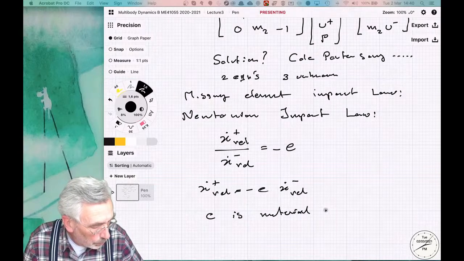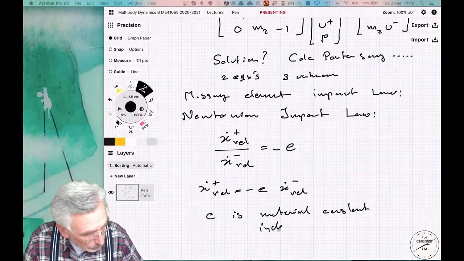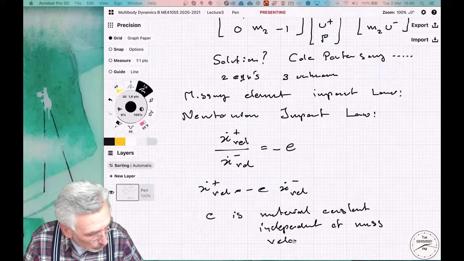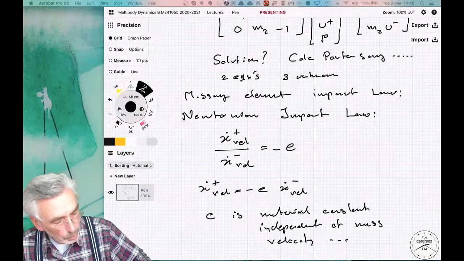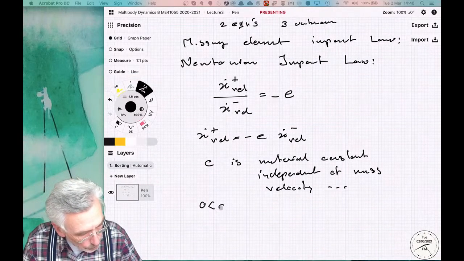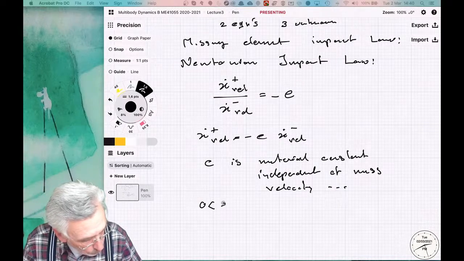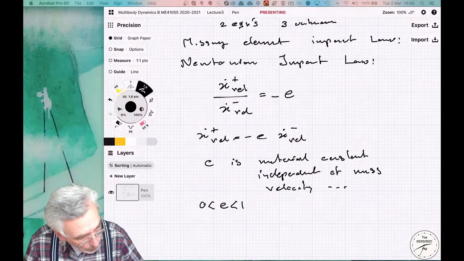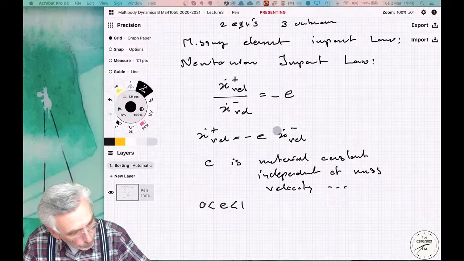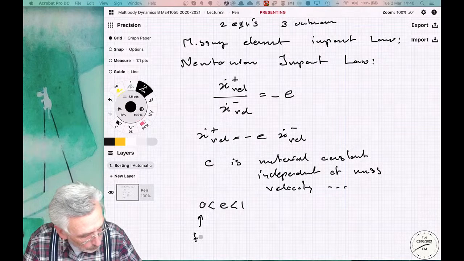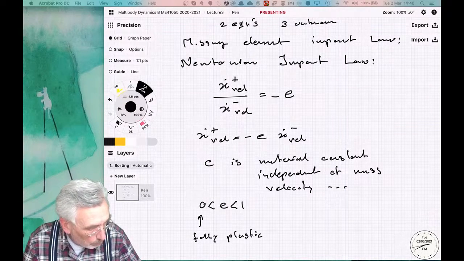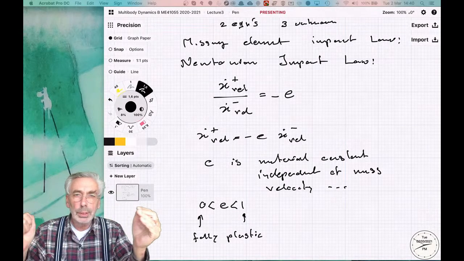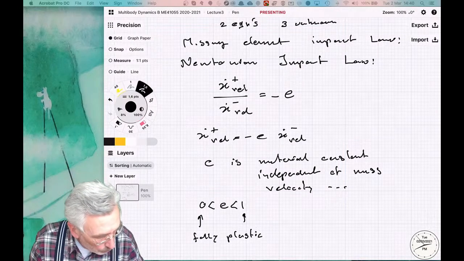Material constant. It's independent of the mass or the velocity or whatever. So it depends on the materials. And the E usually goes from 0 to 1. And then we have to say, well, what does that mean? Oh, well, what does 0 mean? Well, that the relative velocity after impact is 0, so this we call fully plastic. It's like plasticine, like boop, together. And if it's 1, then the regression is exactly the same as the way they hit, so then we call that fully elastic.